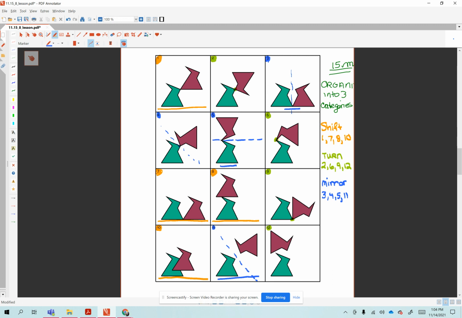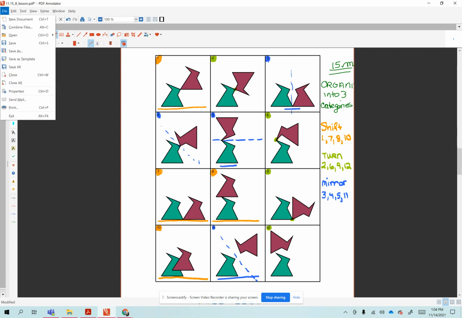If not, do you see how these 3 categories are a good way to organize them? Well, we do have words for these categories, mathematical words. So let's talk about what those words are. We call these shifts translations. The turns we call rotations, and the mirrors we call reflections. So let's write those 3 words down now.